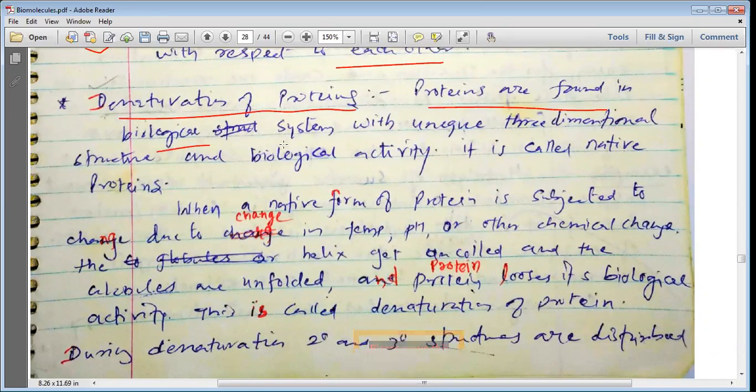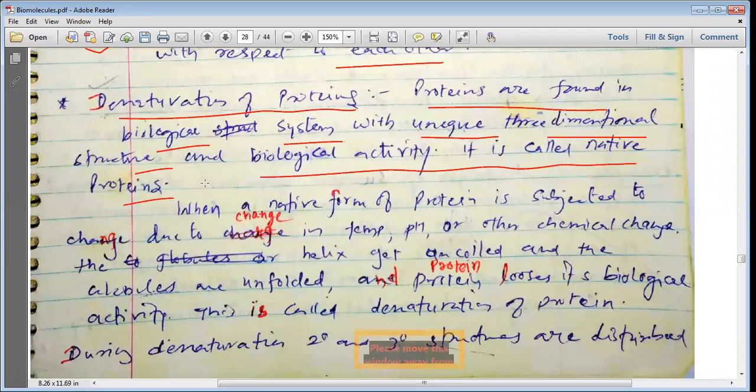Proteins are found in biological systems with a unique three-dimensional structure, and they have unique biological activity. Please understand, proteins formed in the biological system have unique three-dimensional structure and unique biological activity. Such proteins are known as the native proteins.